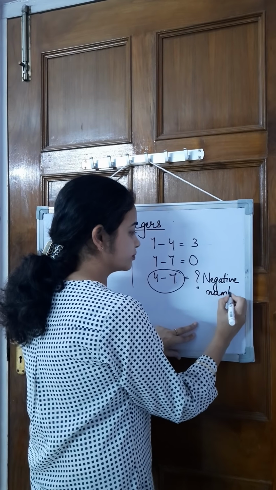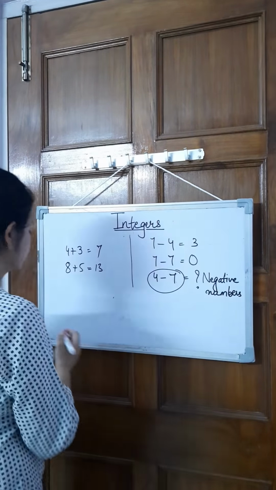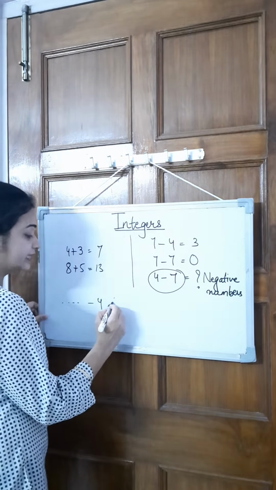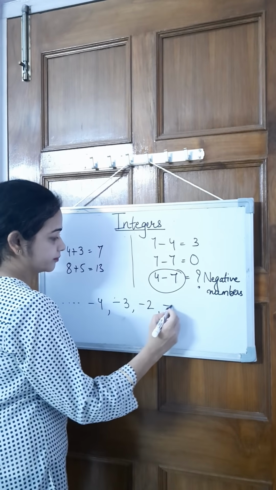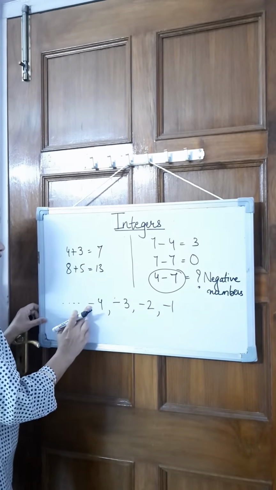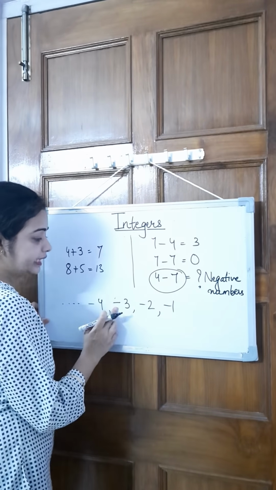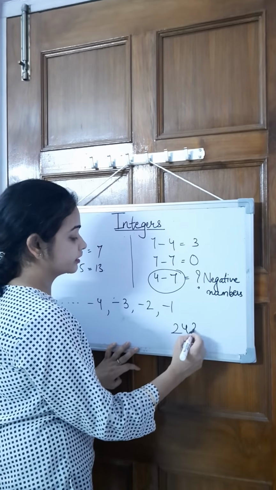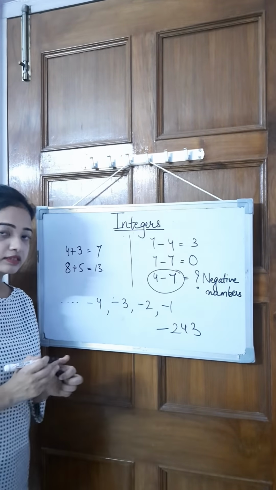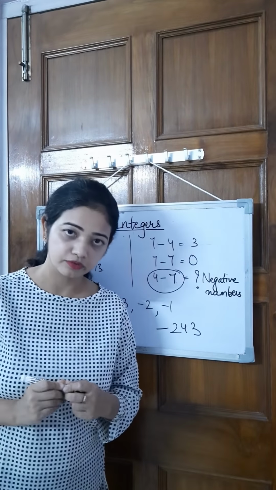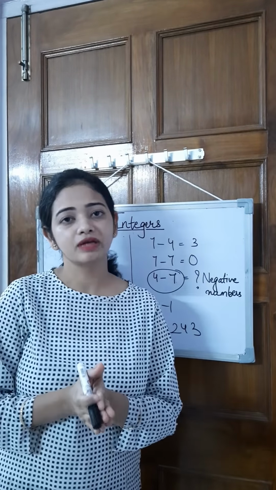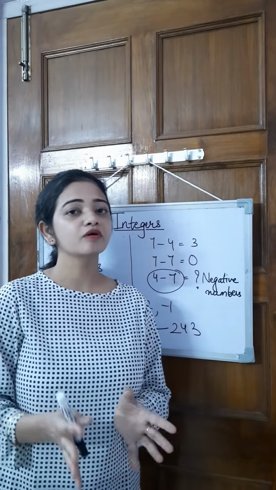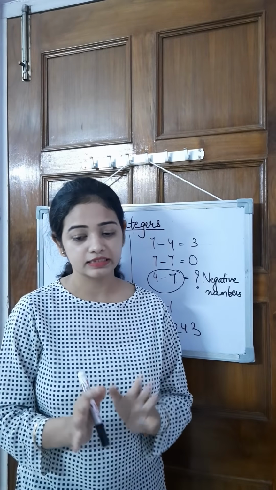So what are negative numbers? How do we represent negative numbers? By writing -4, a negative sign in front of the number. Means if I write 4 and put a negative sign, then I write 3, put a negative sign, write 2, put a negative sign. So any number that I write and I put a negative sign before it becomes a negative number. And when we combine this set of negative numbers with the system of whole numbers, then the new system of numbers that we get is called integers.